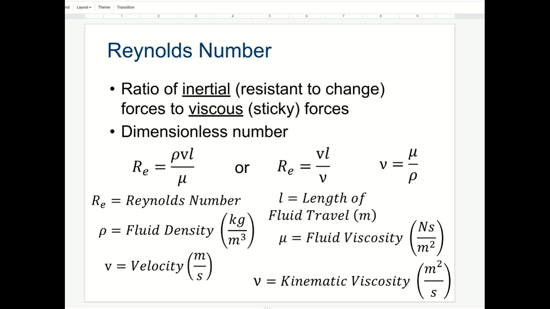So the Reynolds number is a ratio of inertial forces versus viscous forces. The inertial forces are related to the parameters of the flight. So we're looking at the density of the air, the velocity of the aircraft, and the length of the chord. This would be the distance between the leading edge and the trailing edge of the wing shape.